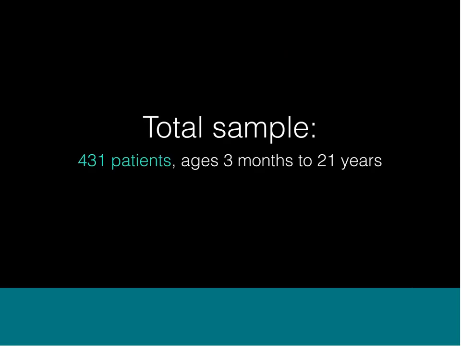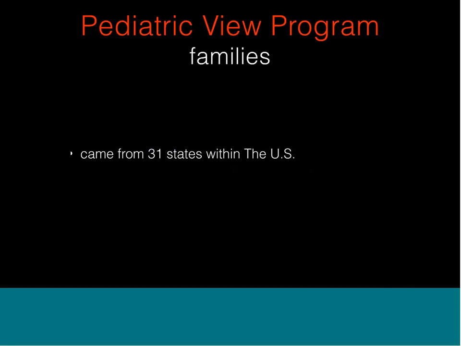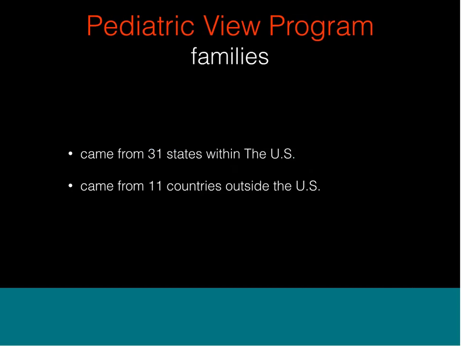Okay, so there were 431, they're called patients because we're at a hospital. That's always a conflict for me as an educator, but that's the way it is. And I think we might have one of the largest data banks of children with CVI that includes both medical and educational data. These children span 3 months of age to 21 years of age. The families came from 31 states in the United States and 11 countries outside the U.S.